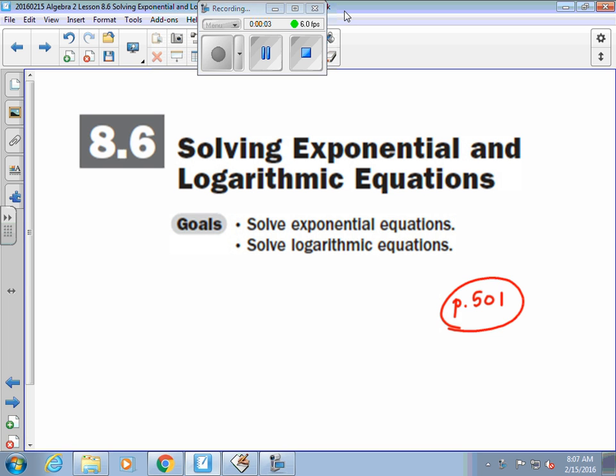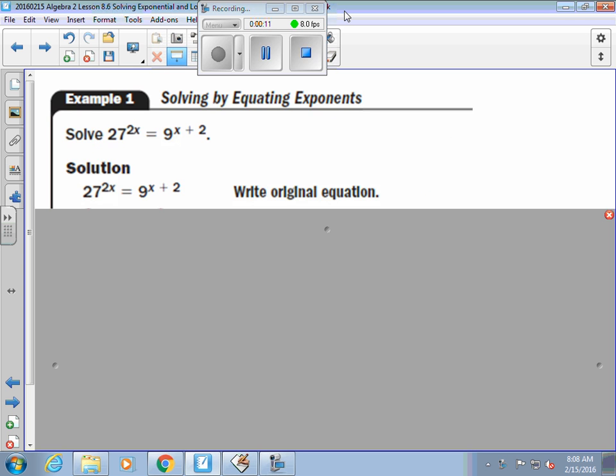Algebra 2, lesson 8.6. We're solving exponential and logarithmic equations beginning on page 501. Example number 1 says to solve 27 to the 2x is equal to 9 to the x plus 2.